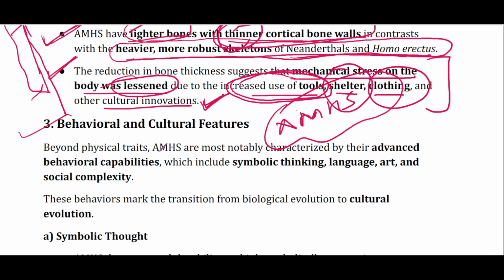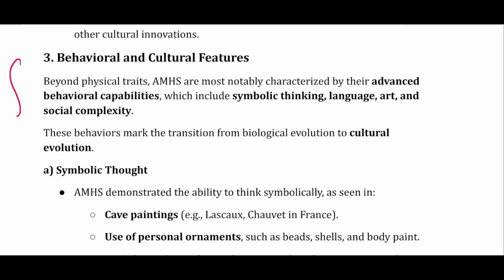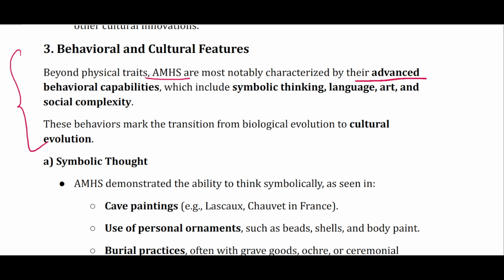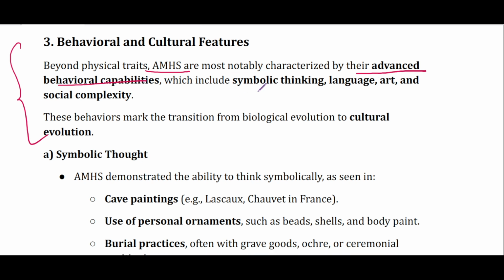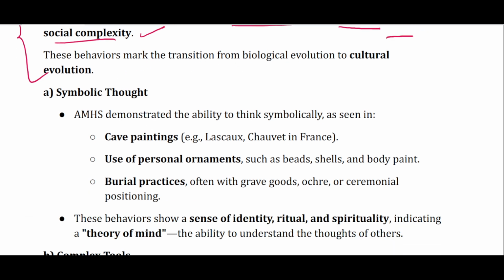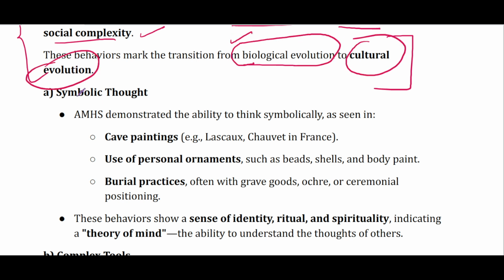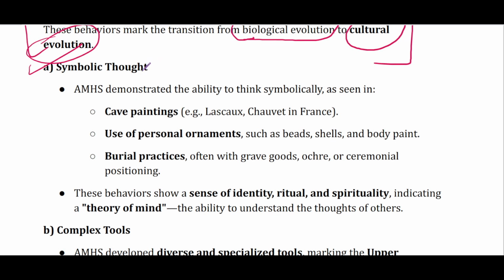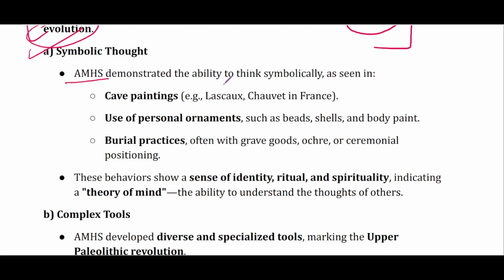Now the behavioral and cultural features. While comparing AMHS with early hominins, there is a manifold advancement in behavioral capabilities: symbolic thinking, language, art, and social complexity. And all of these behavior markers show the transition from biological evolution, only the physical changes, to cultural evolution. The first such change was symbolic thought. So AMHS demonstrated the ability to think symbolically. Symbolically means in terms of art, as a simple thing.